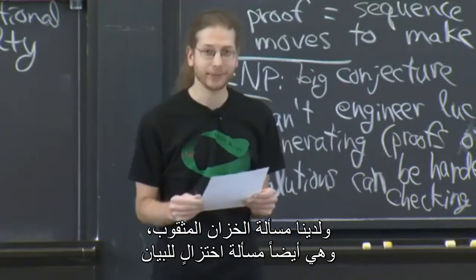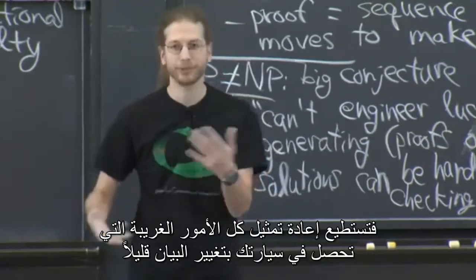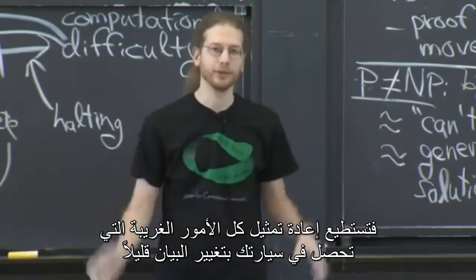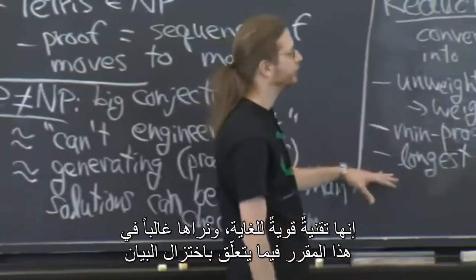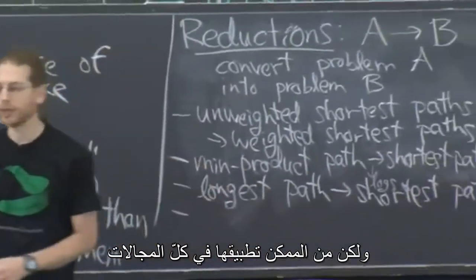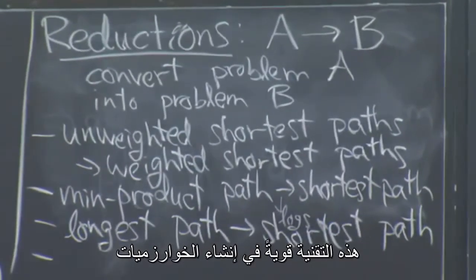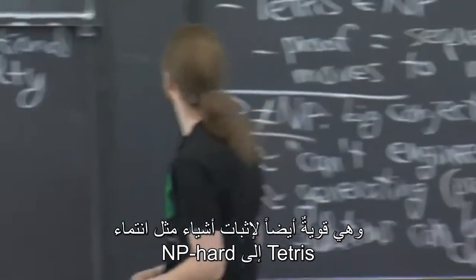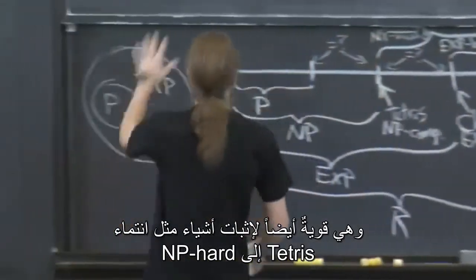Then there's the leaky tank problem, which is also a graph reduction problem. You could represent all these extra weird things that were happening in your car by just changing the graph a little bit. And it's a very powerful technique. In this class, we see it mostly in graph reductions, but it could apply all over the place. And while this is a powerful technique for coming up with new algorithms, it's also a powerful technique for proving things like Tetris is NP-hard.